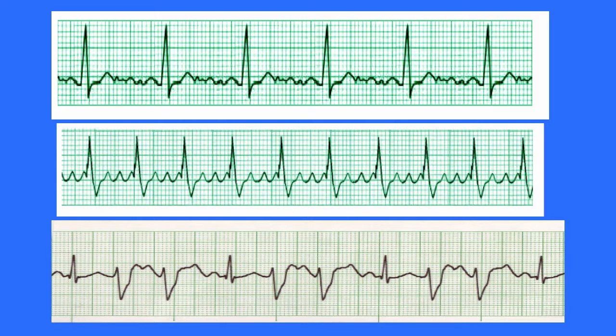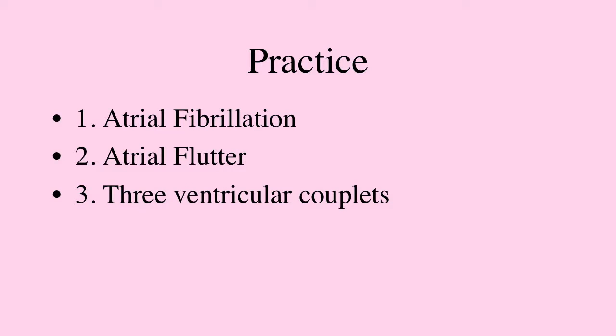The next one down, there's a normal beat to the far left, and then you have two beats that are wide and early, and these are PVCs, but they couple together, so I would call these, and there's three sets of these, ventricular couplets. So again, for that one you have atrial fibrillation, atrial flutter, and three ventricular couplets.